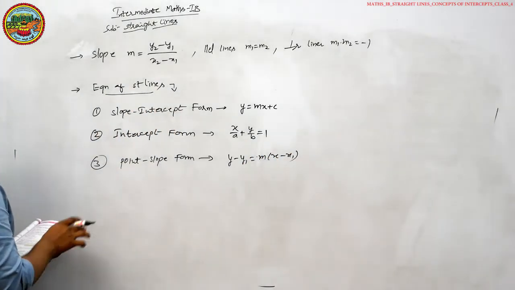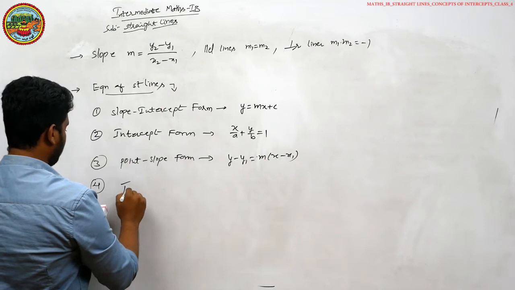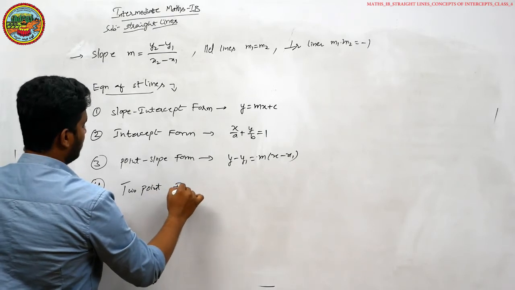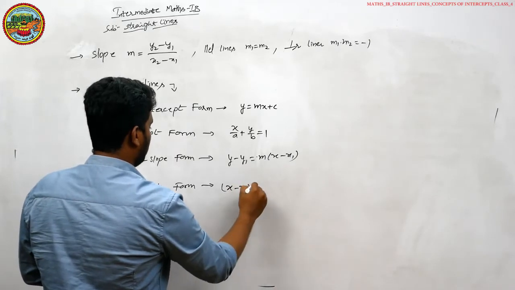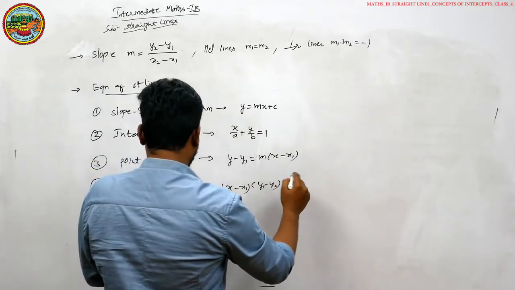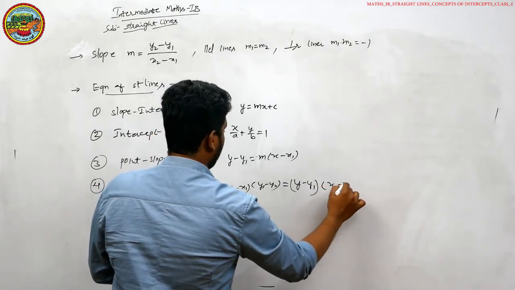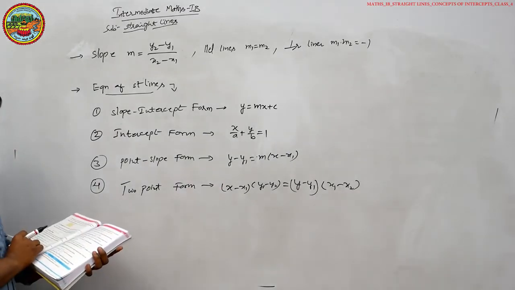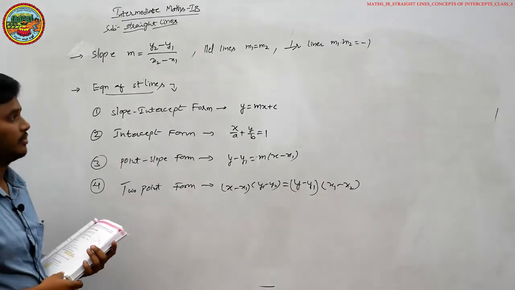Next, the equation of a straight line in 2-point form. The 2-point form is given by x minus x1 into y1 minus y2 is equal to y minus y1 into x1 minus x2. So all these straight line equation forms we learned about in previous classes.